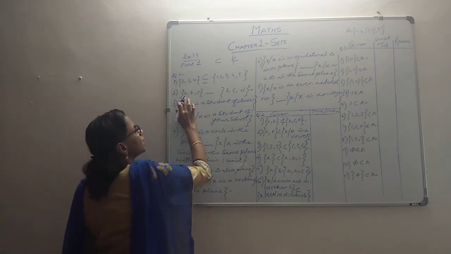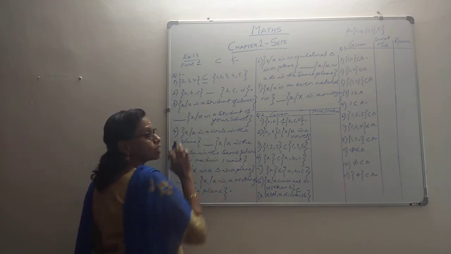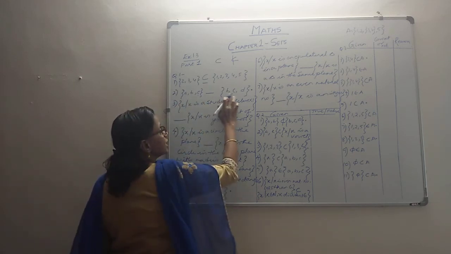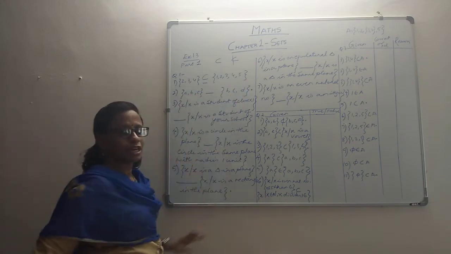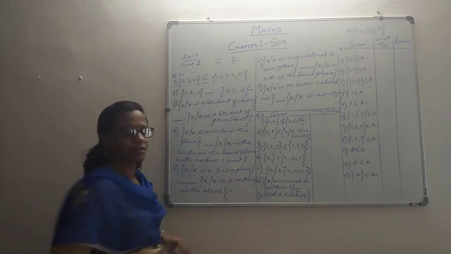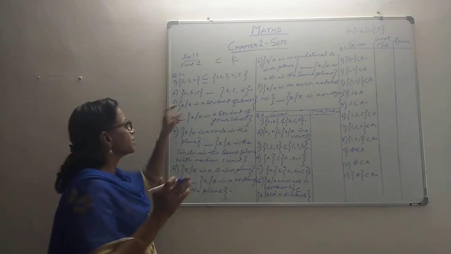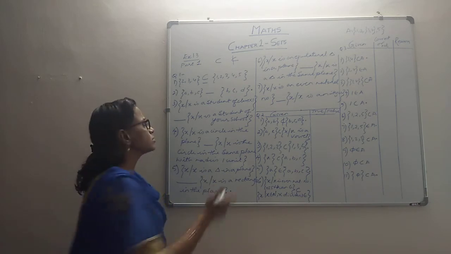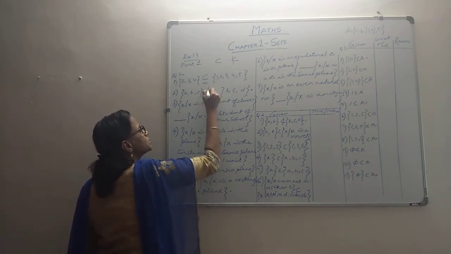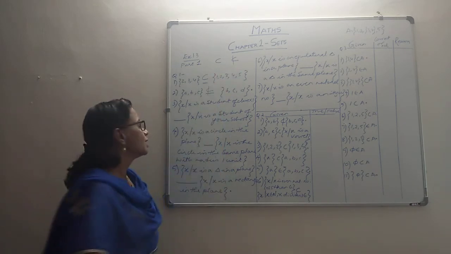Then you have the set A, B, C with elements A, B, C, and here you have the elements B, C, D. Neither is this a subset of that, nor is that a subset of this. Why? Because some elements are different. Here A is extra, here D is extra. So both don't happen, no problem. Whenever nothing happens, we put this symbol. It's not a subset.